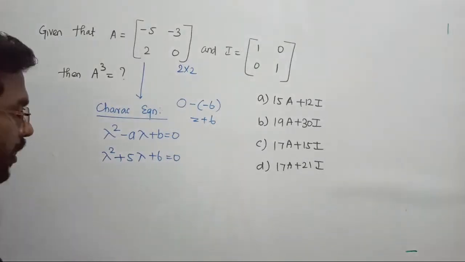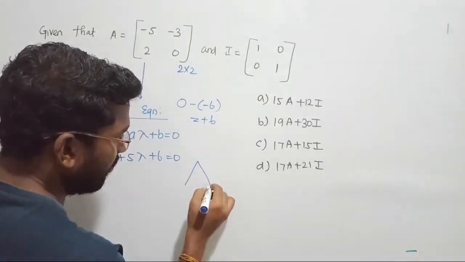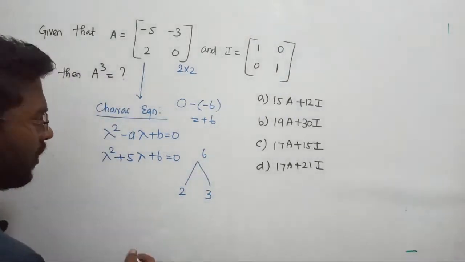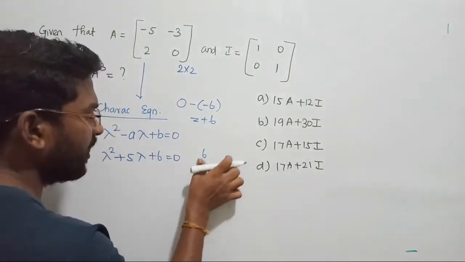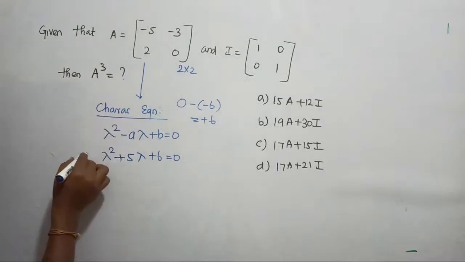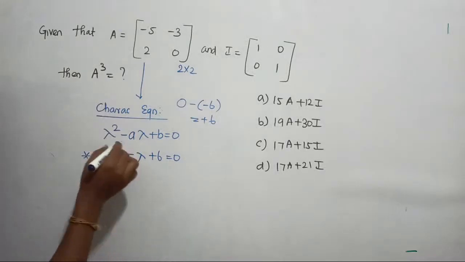Clear? I hope you are all getting it, right? Can you break this? Yes, I think we can break it, because 2 into 3 will be 6 and 2 plus 3 will give you 5. Why am I breaking it? See, I am doing unnecessary activities. We are in the Cayley-Hamilton theorem. That is enough. We got the characteristic equation, right?